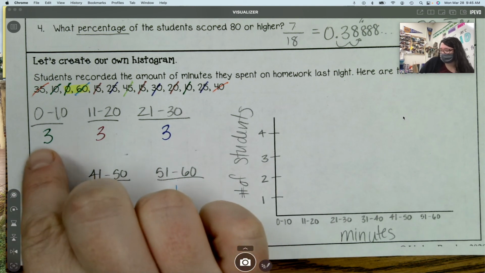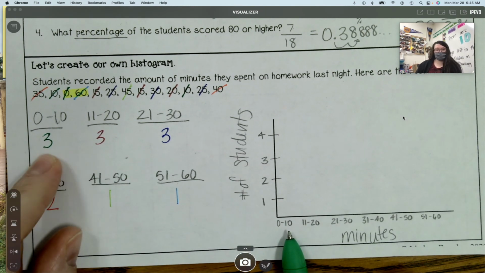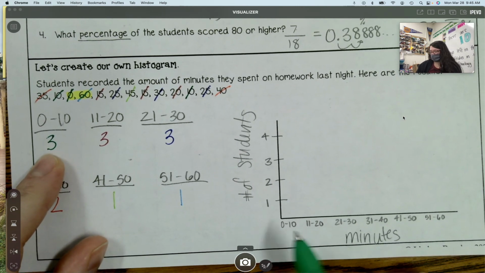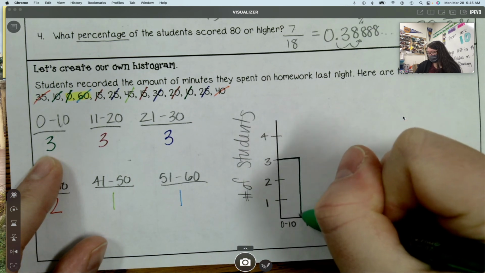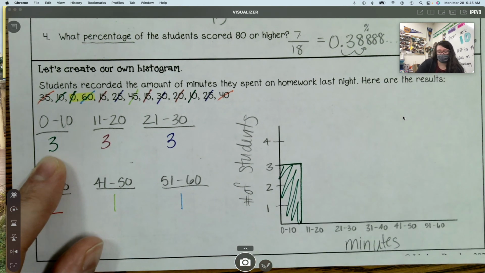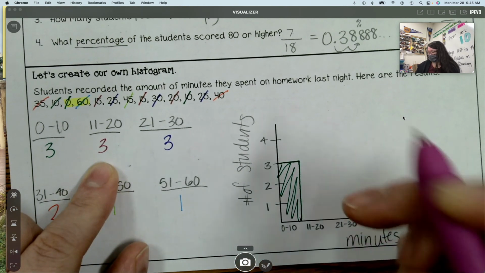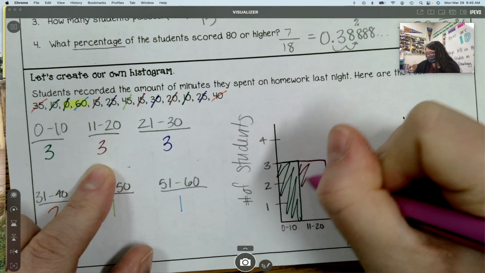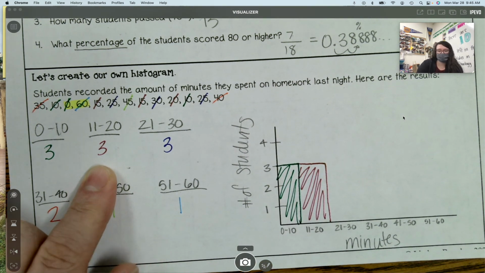Now we want to go through and we want to make bars that correspond with, they match the number of students that we have for each range. So from 0 to 10, we have 3 students in that bar. You don't have to shade it in. It's okay if you do or you don't. Then for 11 to 20, I have 3 again. Please, please, please make sure your bars touch. That is part of what makes a bar graph special. The bars touch.